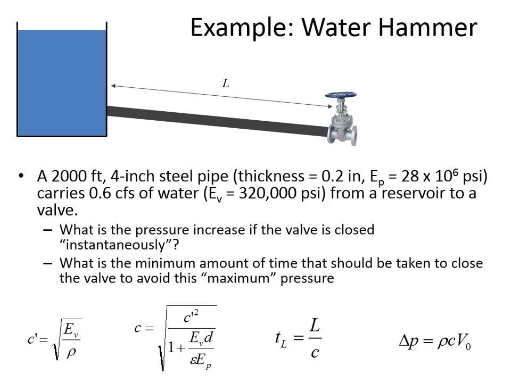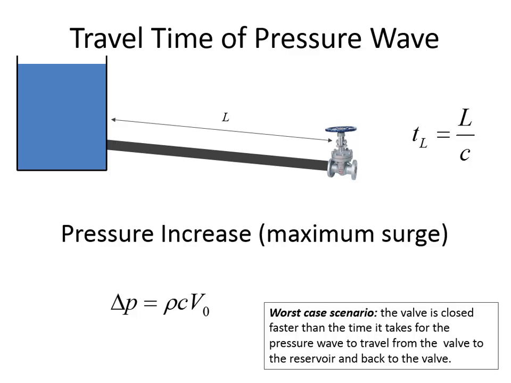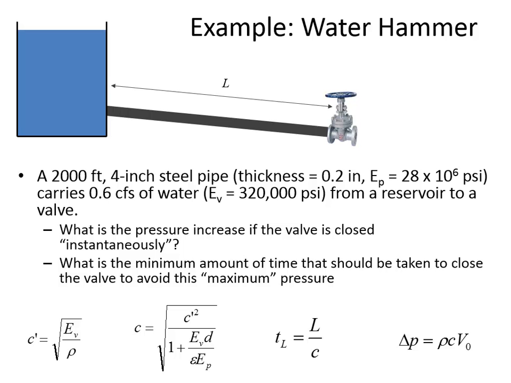What do you mean multiply it? This calculates the worst case scenario. So if you close the valve slower than the round trip, then the pressure will be less than that. So it's not like you'll get any more than that. It won't be multiplicative, but this is the worst case scenario.